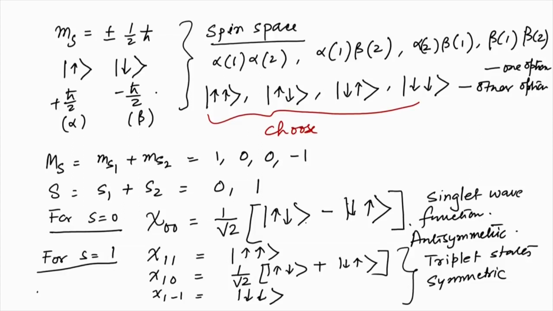The singlet state is antisymmetric with respect to the change in the position of the particle, and the triplet states are symmetric with respect to the change in the position of the particle. So, these are the states, but what about the eigenvalues? Because in order to solve a full quantum mechanical problem, we need both the information on the eigenvalues and the eigenfunctions. So, now we will talk about the eigenvalues.